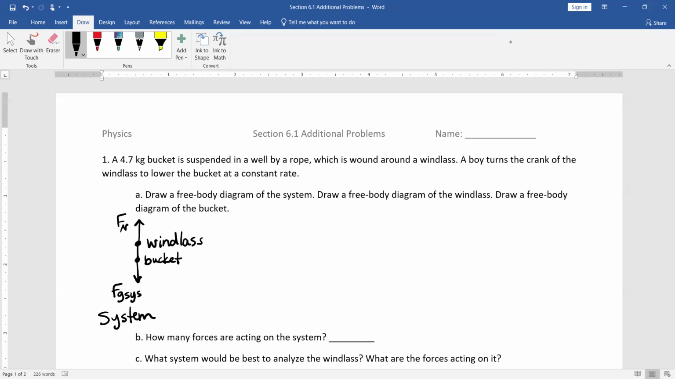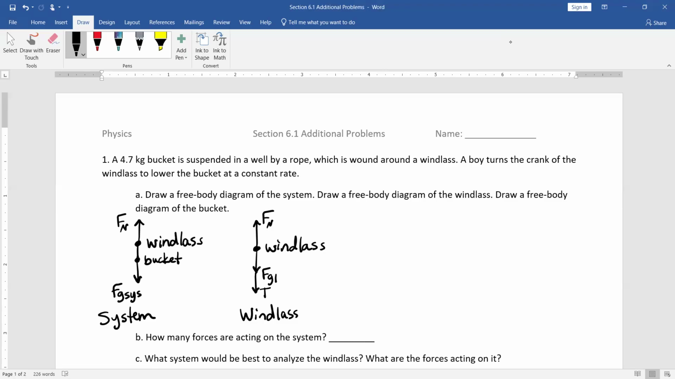Now, if we draw a free body diagram of just the windlass, it's fairly simple at this point. You have the normal force, and it has its own gravity. So you have the force of gravity, which I'm going to call FG1. Additionally, you have the tension that's created from the bucket that's hanging on this rope from the windlass. So there are multiple forces here, because it includes the tension that's holding up the weight of the bucket.